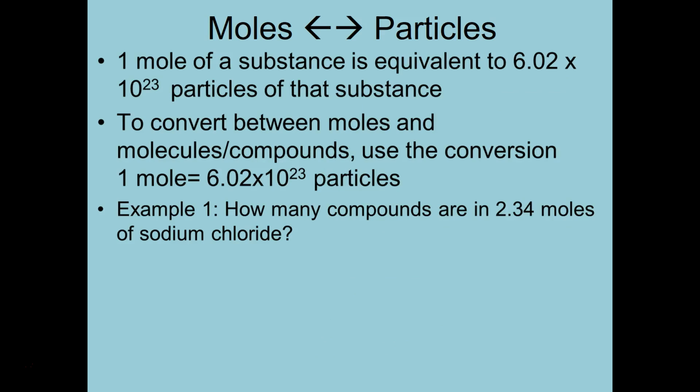So 1 mole of a substance is equivalent to 6.02 times 10 to the 23rd particles of that substance. Whether it's atoms or molecules, we're going to be calling them particles. So to convert between moles and molecules or compounds, you're going to use the conversion factor of 1 mole equals 6.02 times 10 to the 23rd particles. Let's look at an example together. How many compounds are in 2.34 moles of sodium chloride?